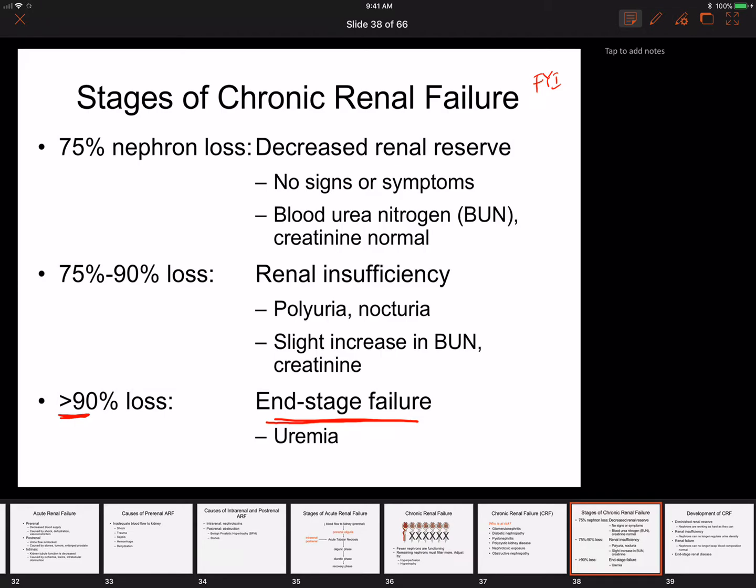So initially, if let's say 50% of the kidney is gone, we can still make it work. 70%, we can still make it work. All right, it's only when we start to go close to 80% and higher, that's when we start to see the symptoms of kidney failure.